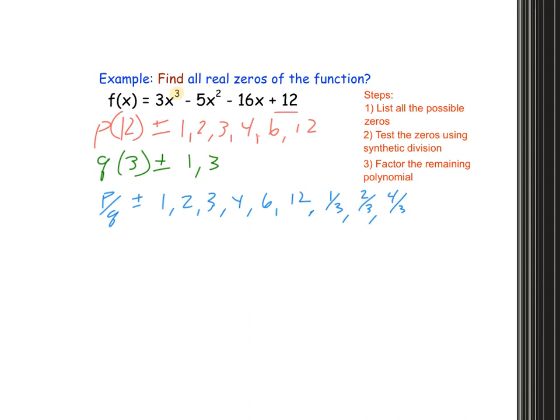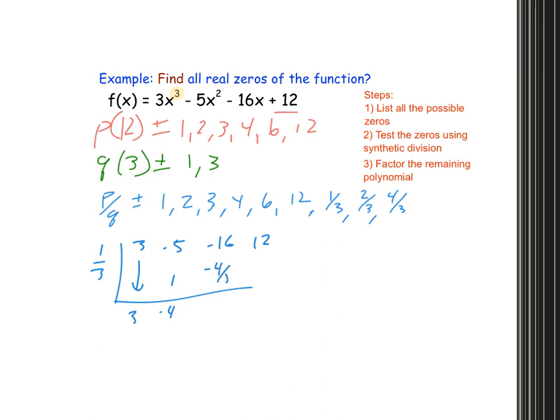So if I just want to grab 1/3, put it over here. Check for gaps. 3, 2, 1, 0. So no gaps. So 3, -5, -16 and 12. So drops down 3. So 1/3 times 3, well, that's 1. -5 plus 1 is -4. -4 times 1/3 is -4/3.